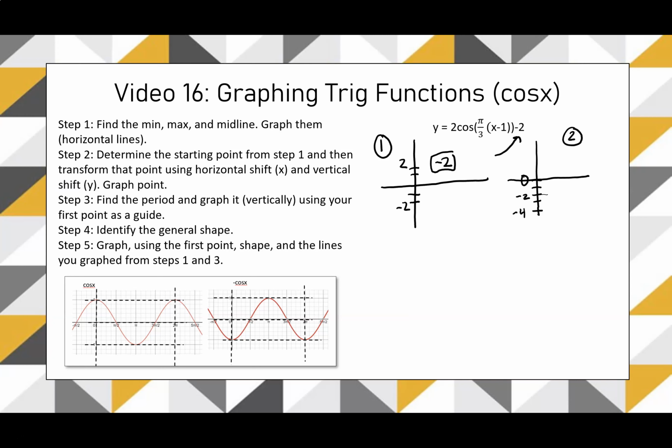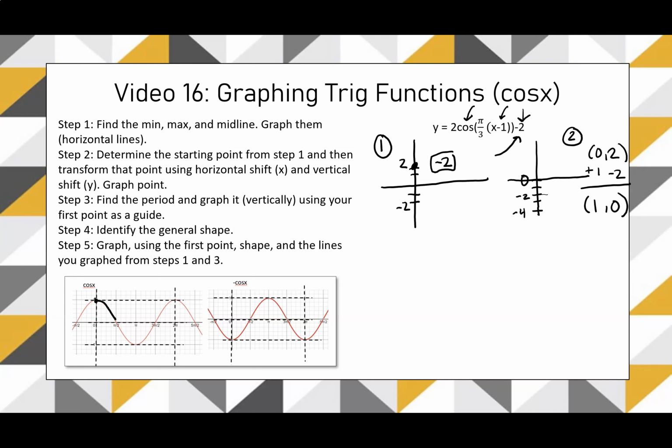So step 2, we have to determine the starting point. So this is a positive cosine. So in theory, our starting point should be at our max, right? So that's the point 0, 2. However, what did we do with that, right? We're starting at our max. What did we do with that point? We went right 1, down 2. So I have to go right 1, down 2. And that's going to give me 1, 0. And that's my starting point.